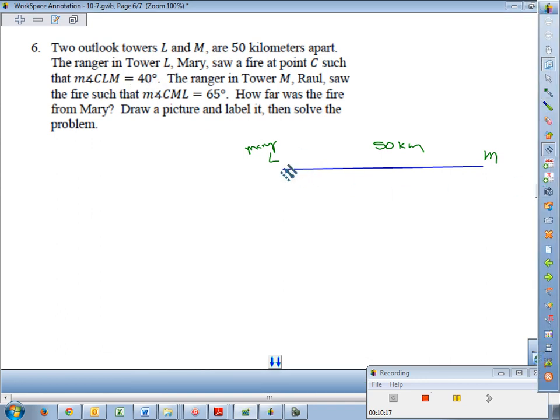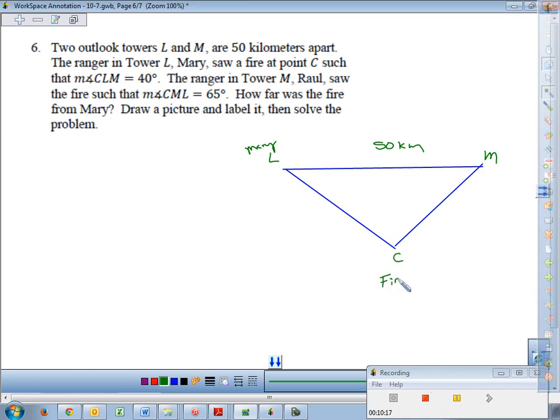So we're pretty confident that there's going to be a triangle formed here. Here's point C. What's at point C? Fire, bad. Measure of angle CLM is 40 degrees. And the ranger in Tower M, Raoul, he saw a fire such that the measure of angle CML equals 65 degrees.